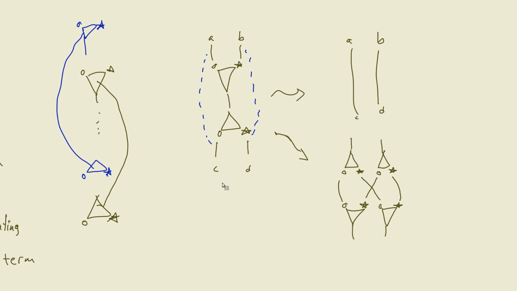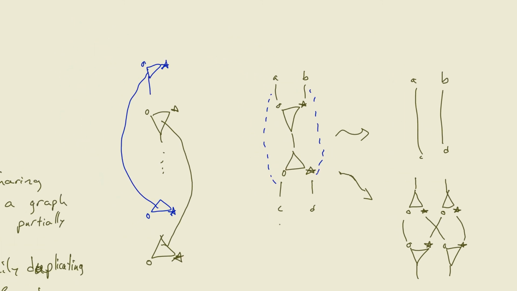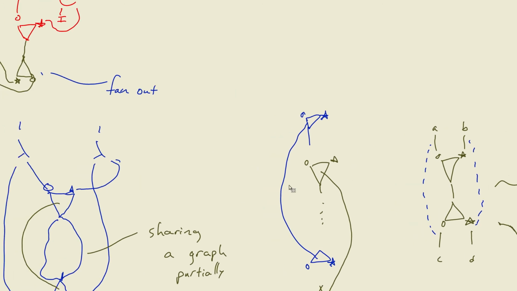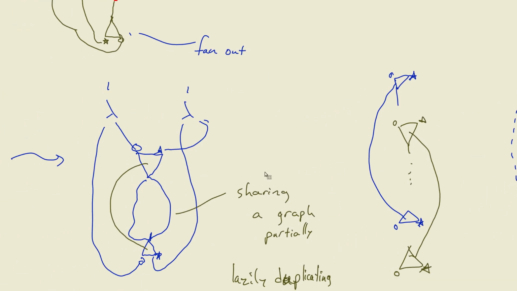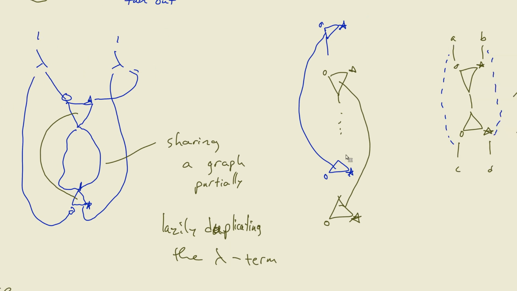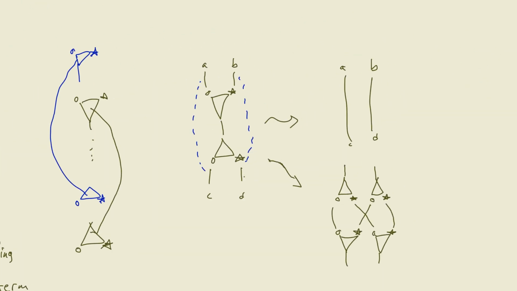So anyway, I've given you a taste of the basic algorithm where we lazily duplicate these lambda terms. And next time, I'll try to show you the fancy twists that are necessary to resolve this critical pair.